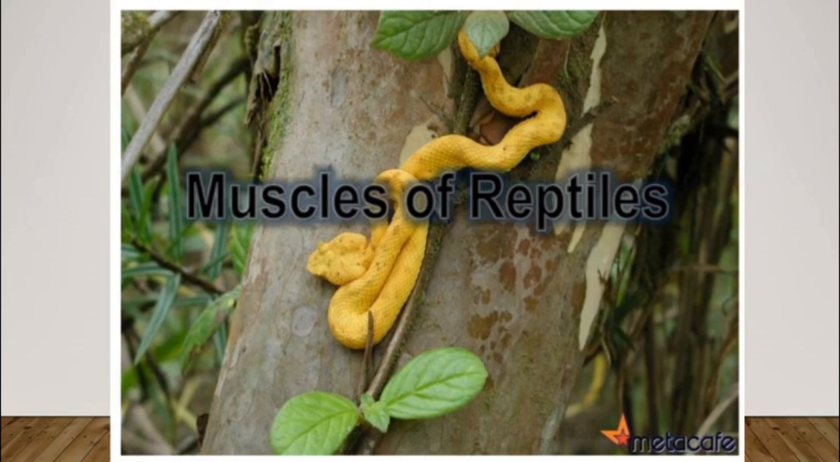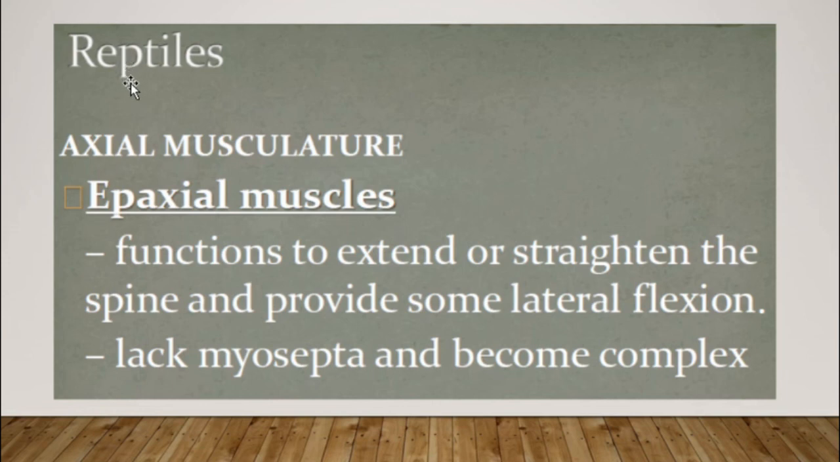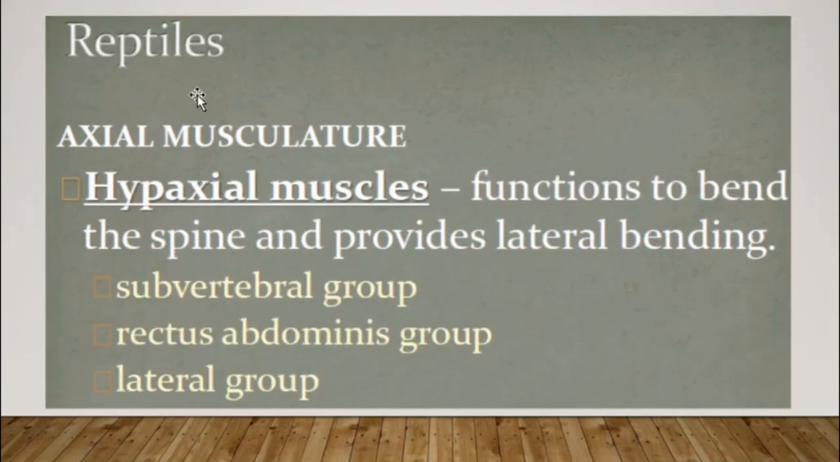So, let's proceed to the muscles of the reptiles. Reptiles' axial musculature, the epaxial muscle, functions to extend or straighten the spine and provide some lateral flexion. It lacks myosepta and becomes more complex. The myosepta in this group disappear. Hypaxial muscles function to bend the spine and provide lateral bending. So, we have the subvertebral group, rectus abdominis, and lateral group muscles.